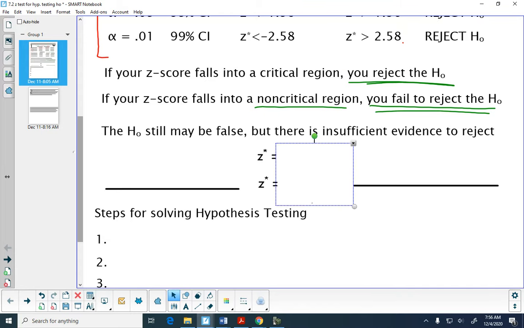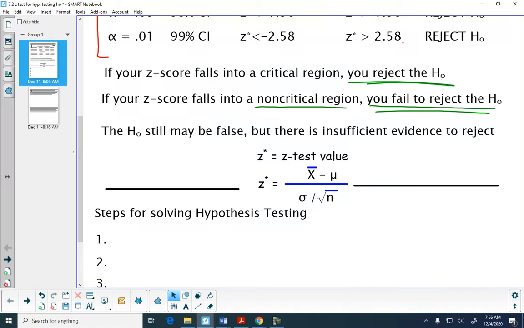We have a test value, the z-test value. And we've dealt with this already. We've dealt with this when we talked about our central limit theorem. Our z-test value is calculated by x bar minus mu divided by standard deviation divided by the square root of n. We've dealt with our test value, or the formula to be able to calculate a z-score. We have x bar minus mu divided by standard deviation divided by square root of n.